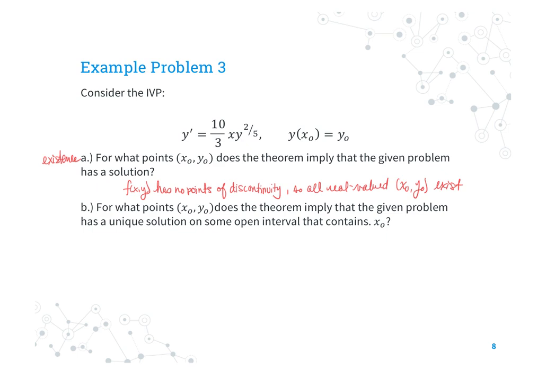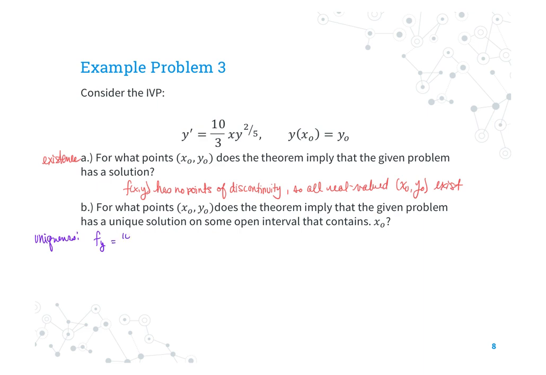So then, now, are they unique? We know that these solutions exist, but we want to know for what initial conditions the theorem implies that this problem has a unique solution on an interval that contains x naught. So here we need to find our partial derivative of f with respect to y.